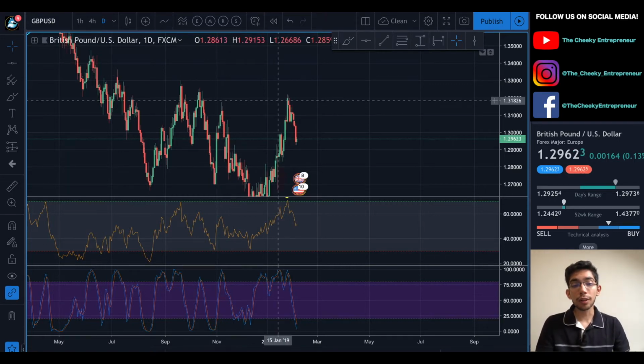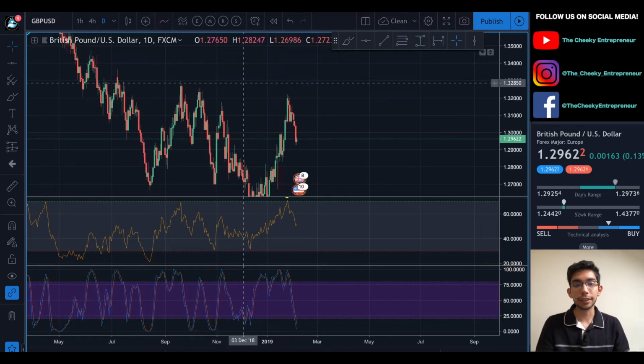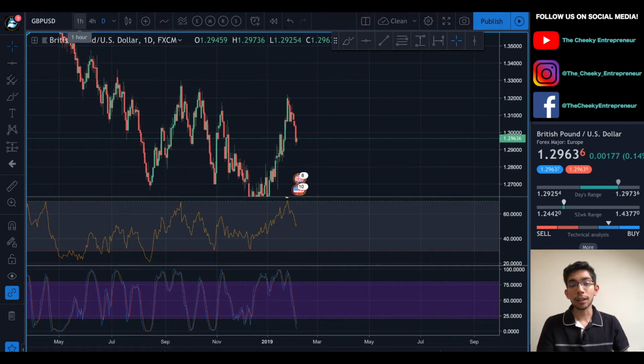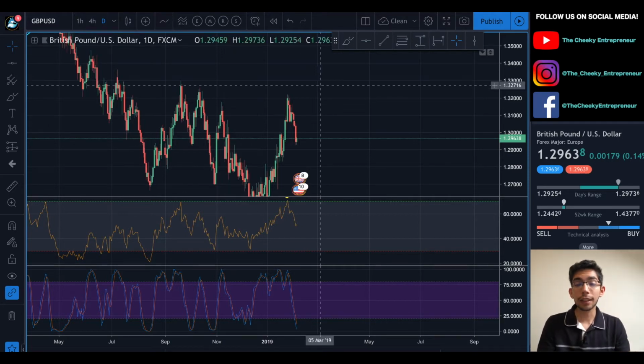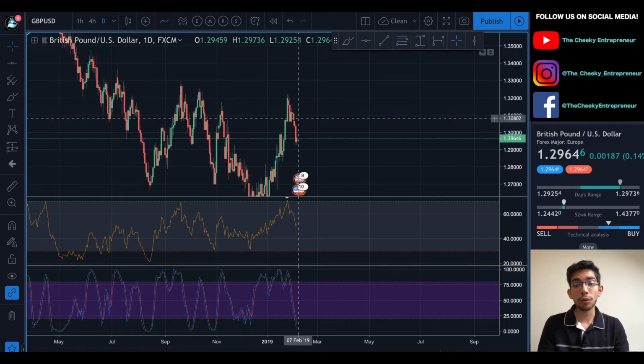And whenever you're having an aligned signal, for instance, whenever you have an overbought 1-hour chart, an overbought 4-hour chart, an overbought daily chart, that is a better indicator and a more reliable signal than if you have different signals over the different time frames. So whenever you trade, just check the different time frames and make sure that they show the same trading signals.